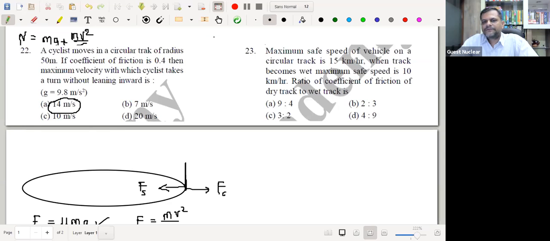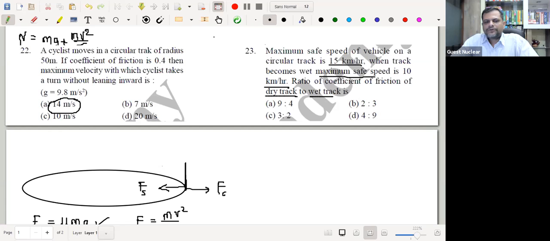The maximum safe speed of a vehicle on the circular track is 15 km per hour. When the track becomes wet, the maximum safe speed becomes 10 km per hour. Then the ratio of the coefficient of friction of the dry track and the wet track is?